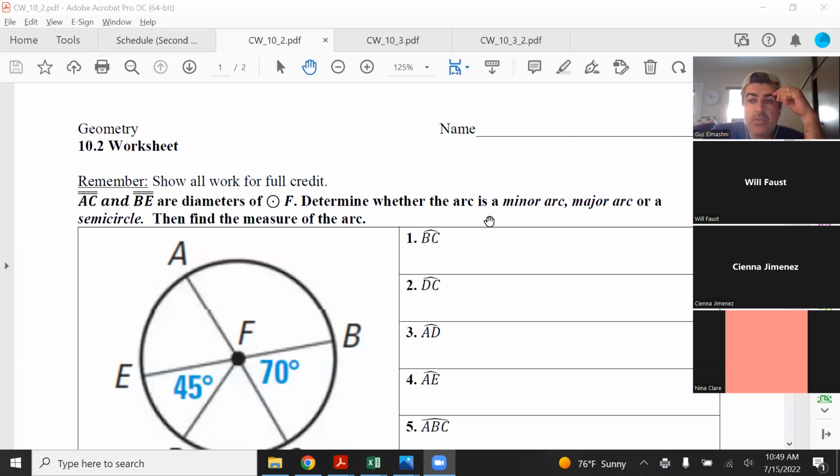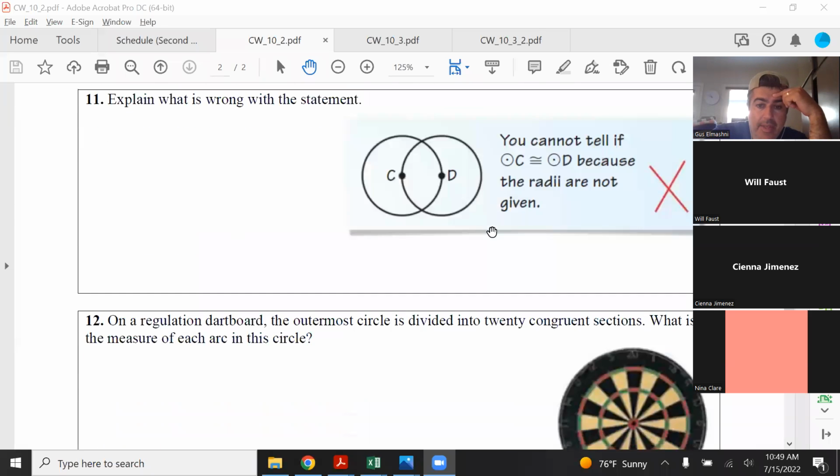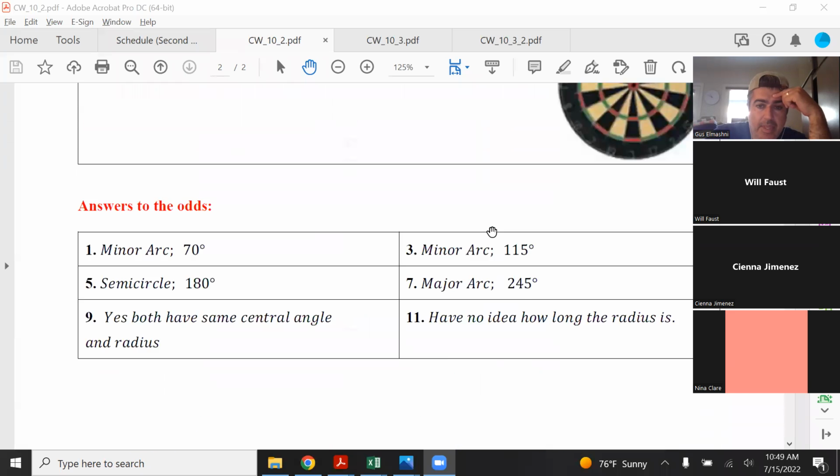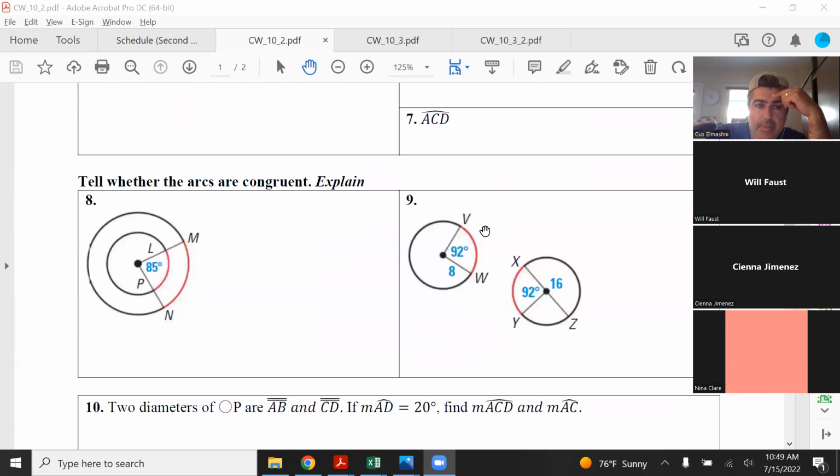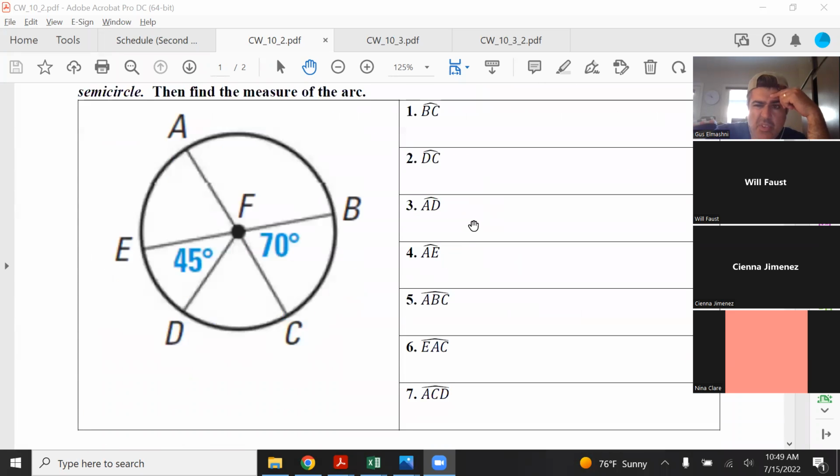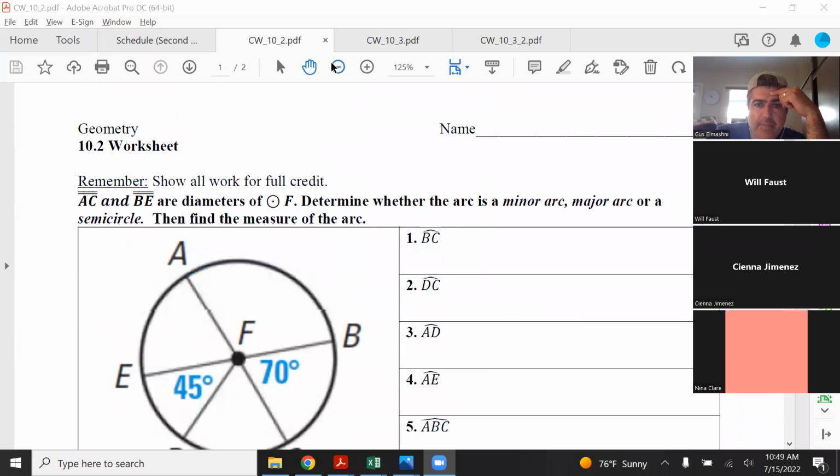Okay, so I'm going to do all the evens right now. I'll have you guys try. Actually, I'll just do the whole thing. Not too bad. I'll do the whole thing with you guys because we have a homework on this anyway. So we're talking about arcs here.